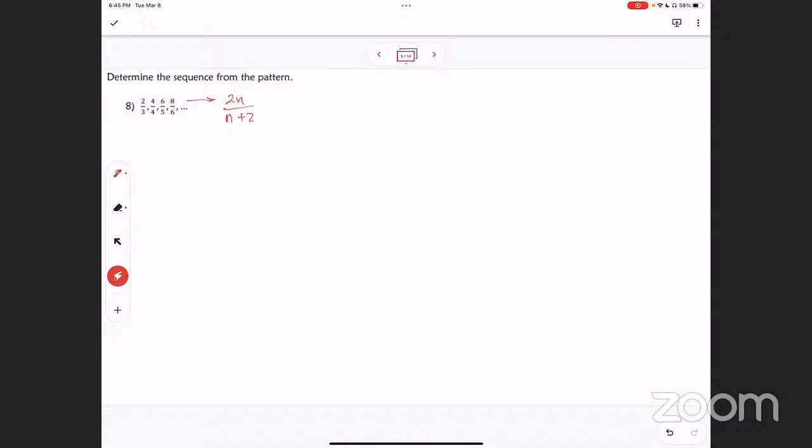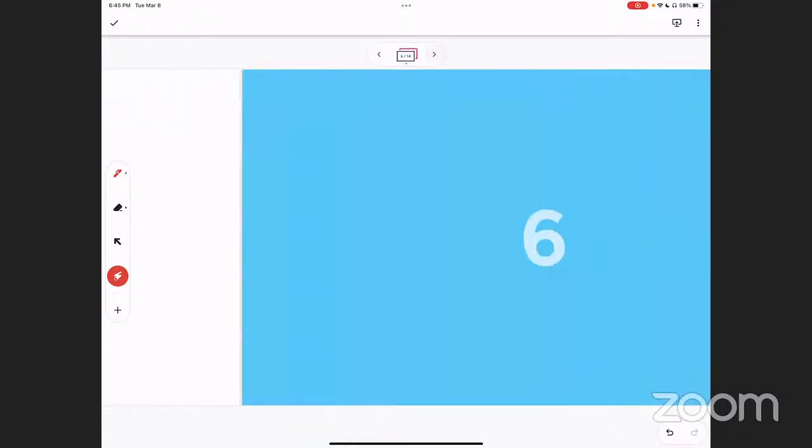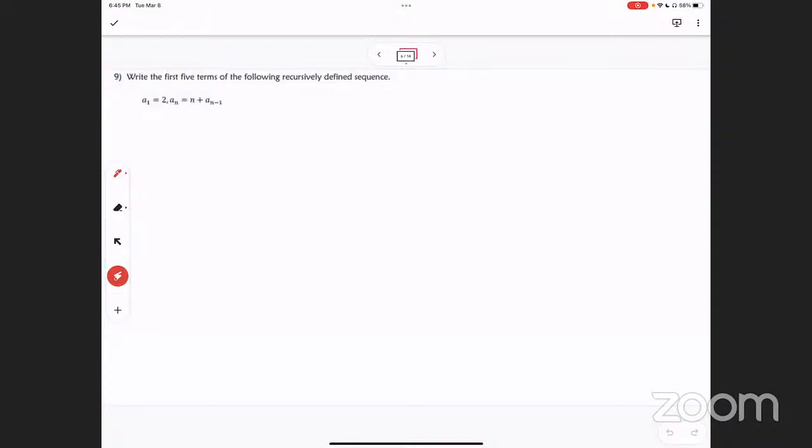So notice what's happening. The top is doubling, or this is all even numbers, I should say. And then the bottom here, this is just starting at 2, but then it's going up by 1 every time. You're adding 1 every time. It's starting at 2 and you're adding 1. So that's just a little insight into how you make an arithmetic sequence, which we will learn soon.